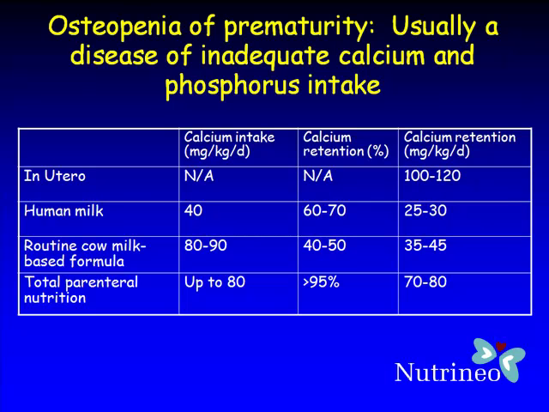Routine formulas, not designed for premature infants, are a little bit higher in calcium retention sometimes, but nowhere near the requirements of the baby. And TPN, at very, very best, gets you up to 70 to 80% of the requirements, usually less.